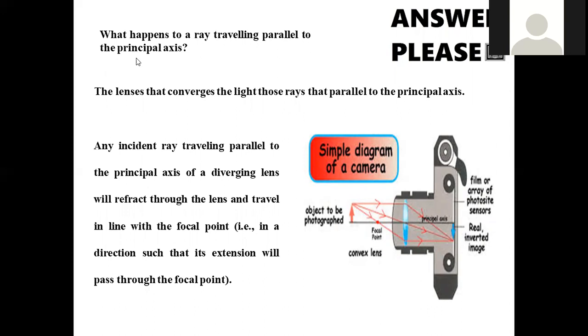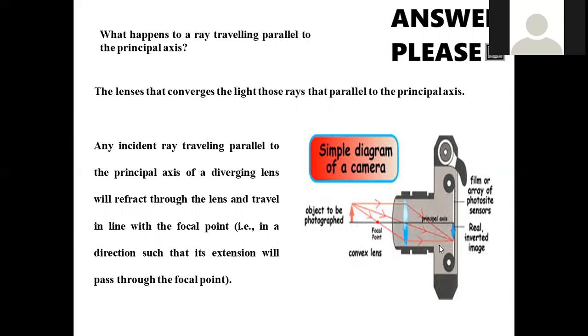What happens to a ray traveling parallel to the principal axis? This is the principal axis, and the light starts from the tip point of this object, in a parallel direction with respect to the principal axis. What happens to that one? It will converge at a particular point, right? Whenever light travels parallel to the principal axis, it participates in convergence, which is purely explained in the camera. How a camera is used to give the image.